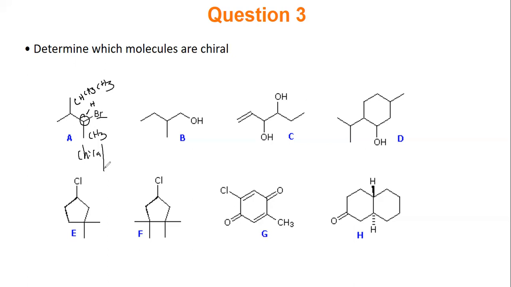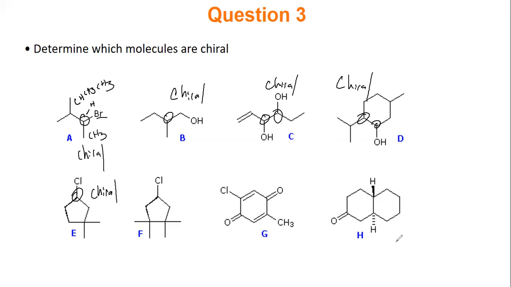Now we go to B. B also has a chiral carbon right here. So that's chiral. C, chiral carbon right here, and also right here. So that is chiral. D, here we have a chiral carbon. So there's also a chiral carbon right here. So that is a chiral molecule. E, this is a chiral carbon. Counted has 4 different groups. So chiral.